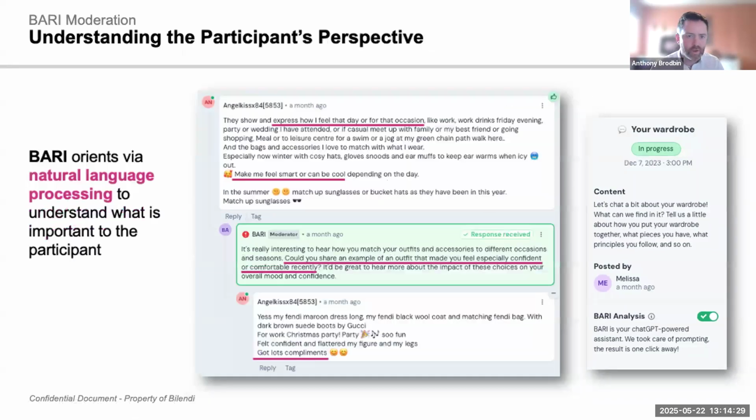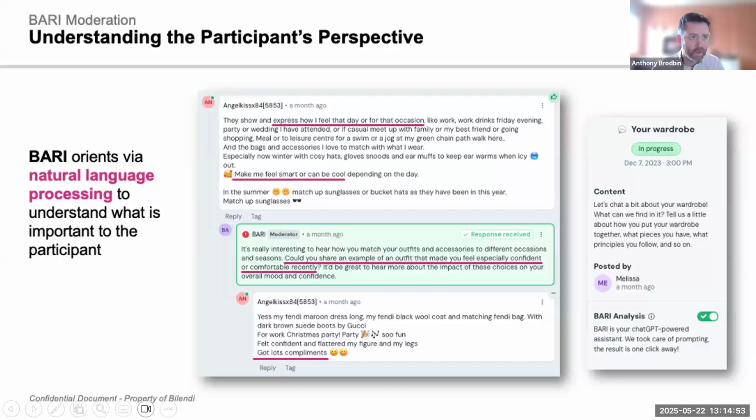Barry's also going to take into view the participant's perspective. Just as in any natural conversation, when someone says something and it's clear that that's what they're focused and interested in, Barry's going to pick up on that. So Barry uses natural language processing to identify what's important to the participant and then have that flexibility to take the conversation in that direction if that's appropriate.